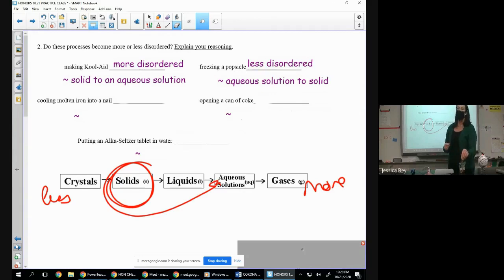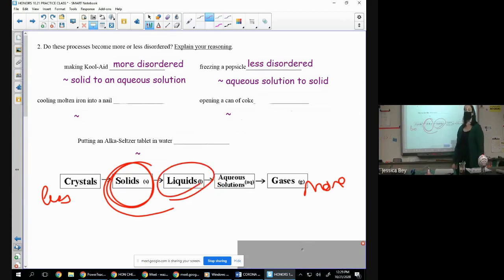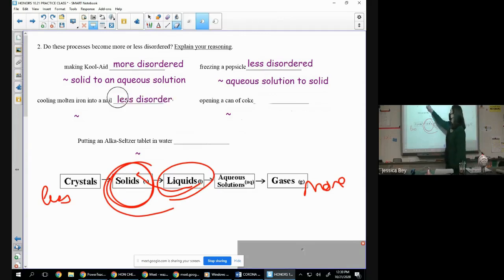I'm going to cool an iron nail. Ian, which one? I can't read if it's a P or a D. E and D. What do you think? When you have molten iron, Ian, and it is a liquid, and you cool it into a nail, it's going to turn it into a solid. That is doing what with its disorder? You got it.